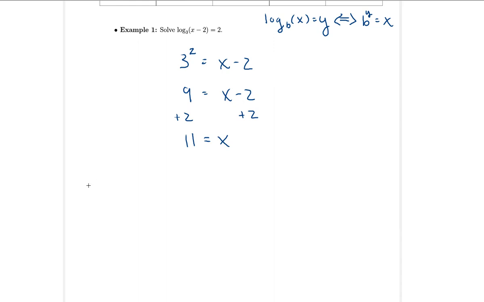So if I go back to the original and I say, what is the log base 3 of 11 minus 2? Well, that'd be the log base 3 of 9, right? Which is asking us, what do I raise the number 3 to in order to make 9? Well, I would raise it to the second power, and that's exactly what I started off with on the right side of that equation.